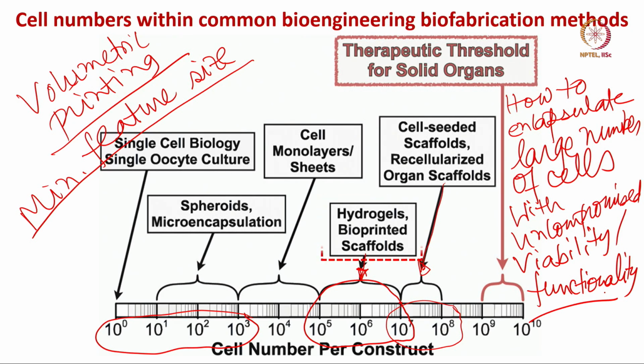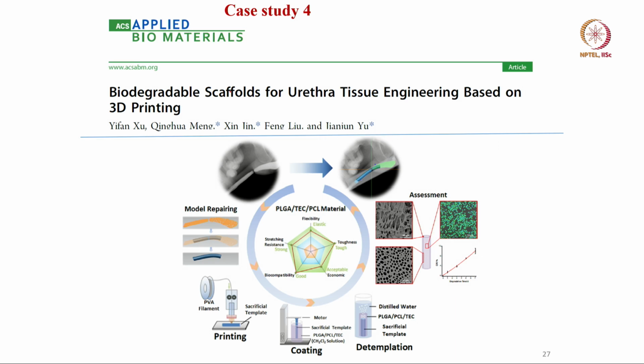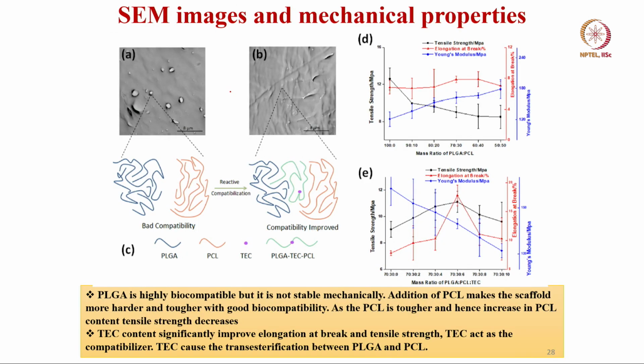Okay. So this is the threshold for solid organs. In solid organs you have 10 to the power 9 to 10 to the power 10 cells. So we are somewhere very near to that with the use of hydrogel bioprinted scaffolds. So the message that you learned: with hydrogel bioprinted scaffolds, you can essentially encapsulate 10 to the power 5 to 10 to the power 7 cells. This is one such example that I am showing you: biodegradable scaffolds for urethra tissue engineering based on 3D printing. This is published in ACS Applied Biomaterials.